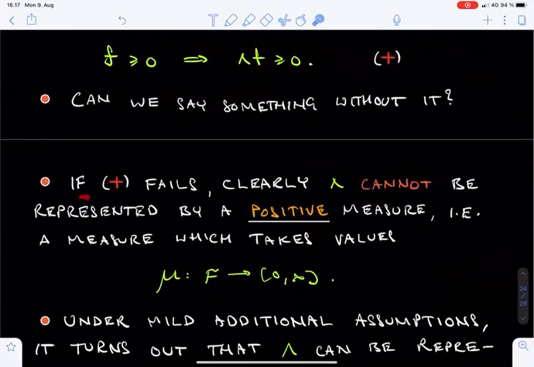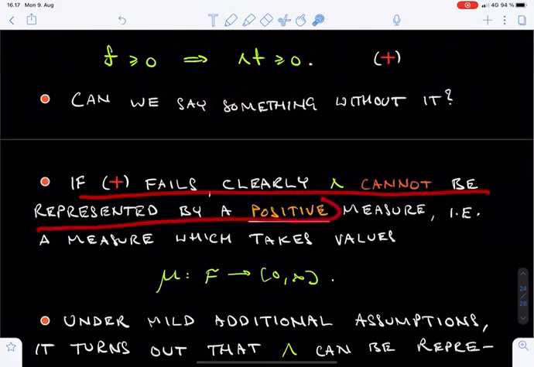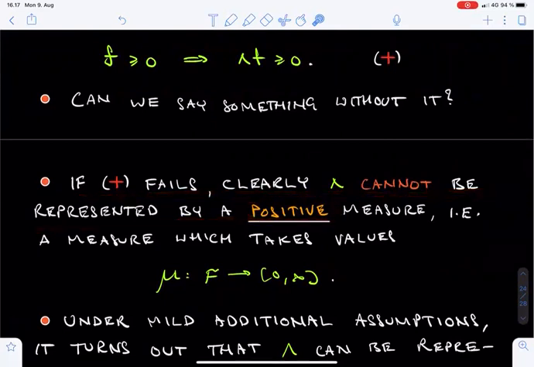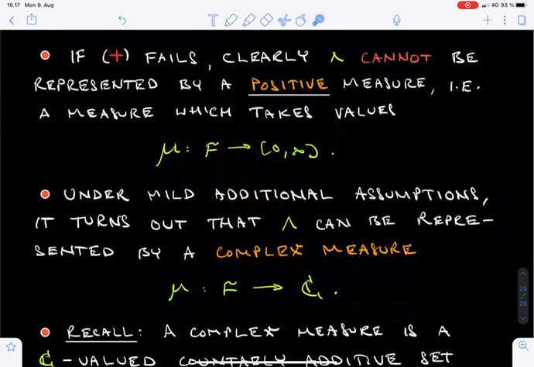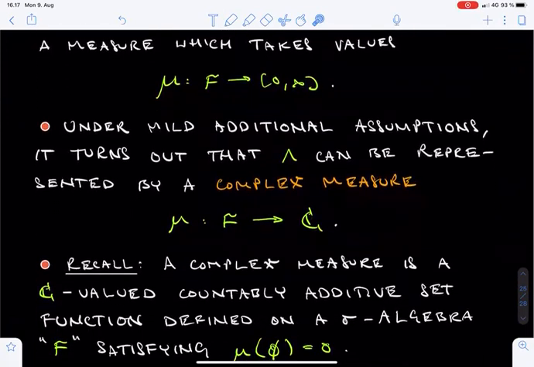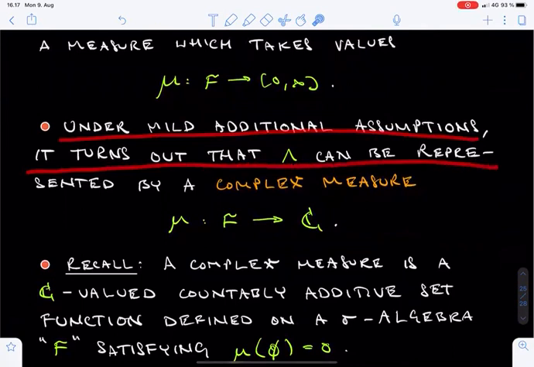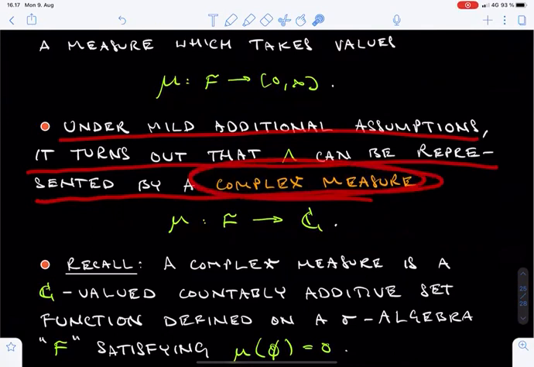One thing is clear: if lambda fails to be positive, then it certainly cannot be represented by a positive measure, or in other words, a measure mu defined on a sigma algebra F, which only takes values between 0 and infinity. Indeed, every functional represented by such a measure would automatically be positive. Under mild additional assumptions, it turns out that not necessarily positive functionals lambda can still be represented by complex measures.